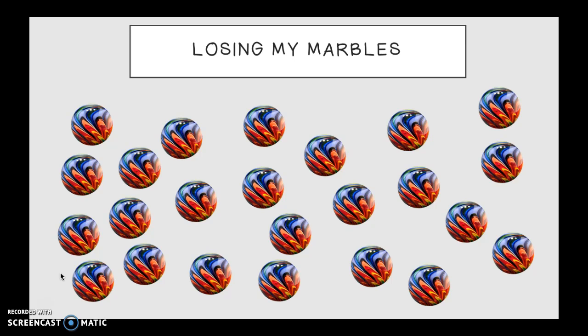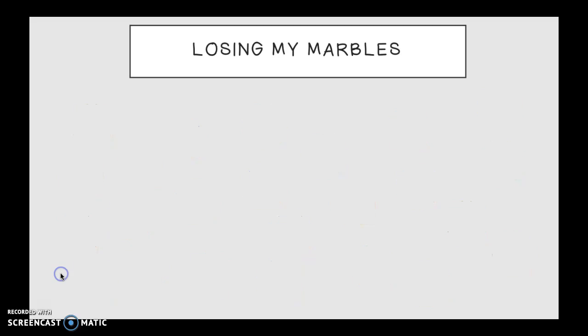Hey friend, when we're drawing our pictures, what's the best way to put our circles? How should we organize them so it's easy to count? Yeah, in 5 groups. I thought about that, and you know what? We've been doing 5 groups for a while, so I thought I would do 5 groups together and I would make 10 groups. So I organized my marbles according to groups of 10.